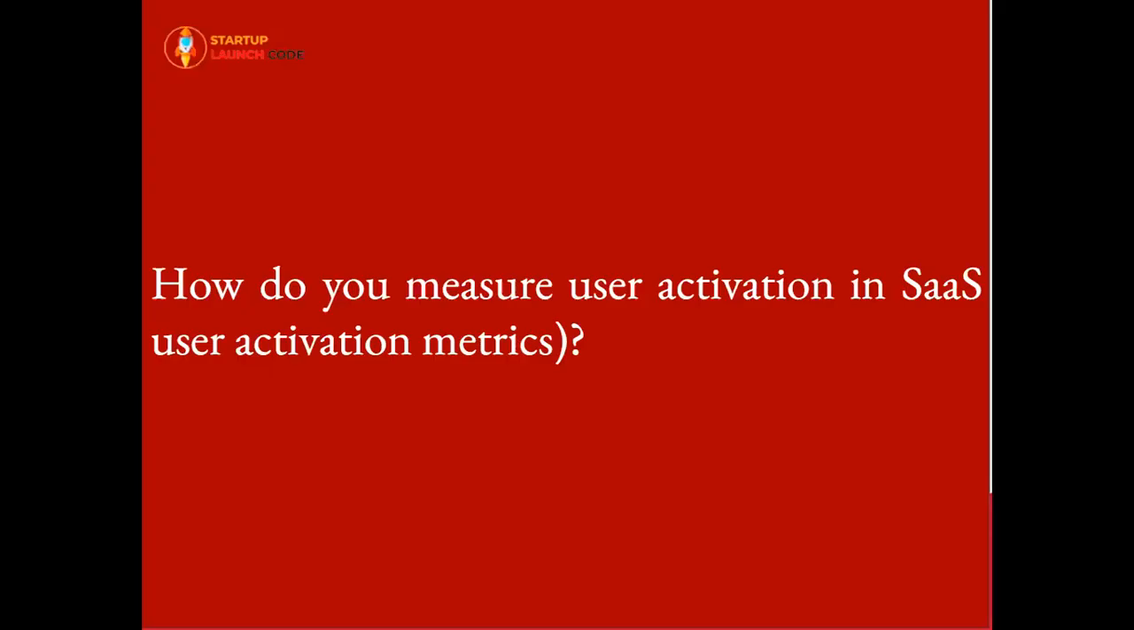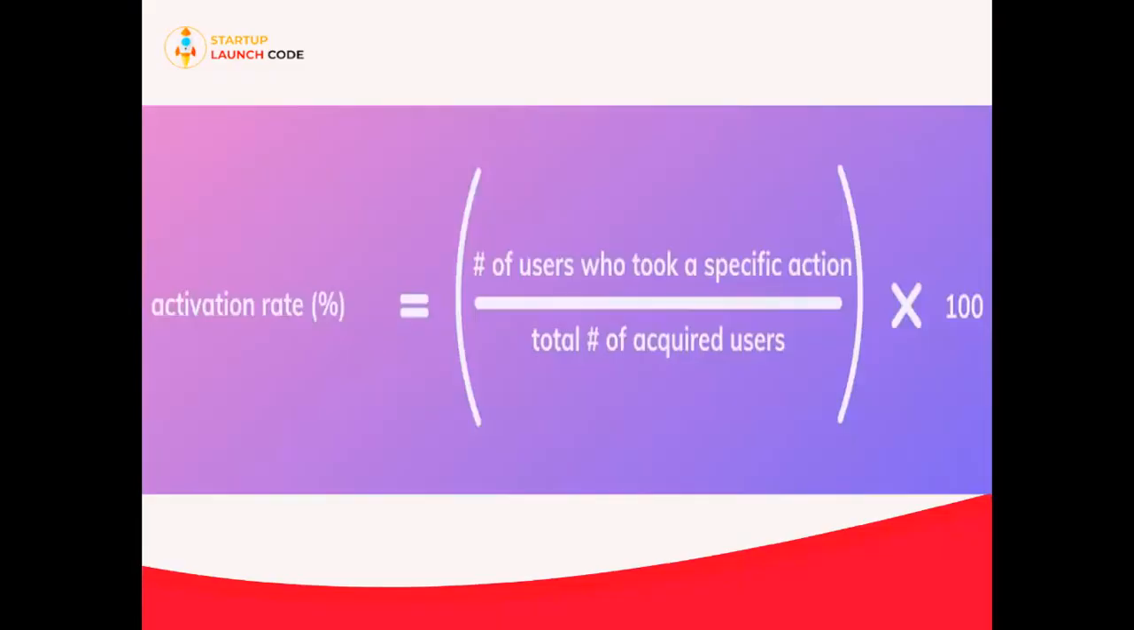Now, how do you measure user activation for your software as a service business? Like we said, defining activation helps you measure how you are doing with activation. So you need a way to measure if you are really doing well with your activation or not. There's a simple formula to help you calculate the activation rate, and it's just the number of users who have taken those specific actions that lead to activation over your total number of new users.